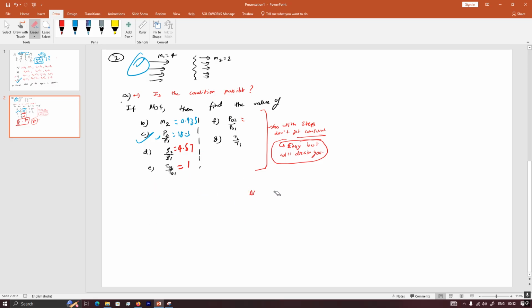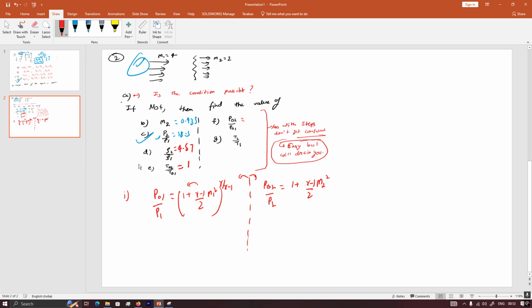So let's see how to approach this. First you'll calculate P naught 1. How will you calculate P naught 1? Just before the normal shock wave, see the properties. P naught 1 by P1 will come out to be equal to 1 plus gamma minus 1 by 2 M1 square, up to the power gamma upon gamma minus 1. And similarly, after the normal shock wave, it will become P naught 2 by P2 equal to 1 plus gamma minus 1 by 2 M2 square to the power gamma upon gamma minus 1.